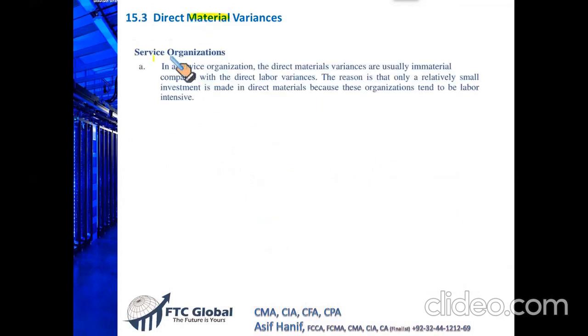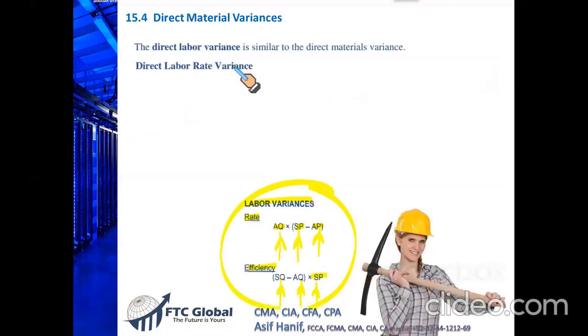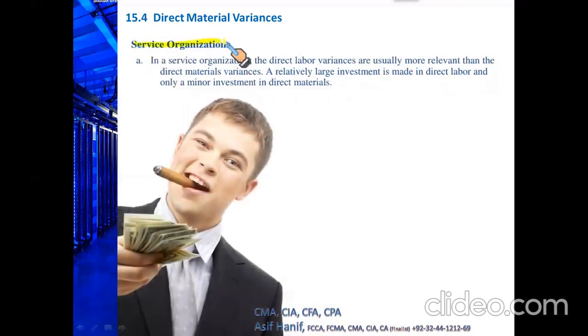Service organizations like banks, insurance companies, and brokerage houses do not use material. For such organizations, they are more interested in direct labor variances, because they do not use material in their production, they provide services. And here the labor variances are very relevant for service organizations in the financial service industry.